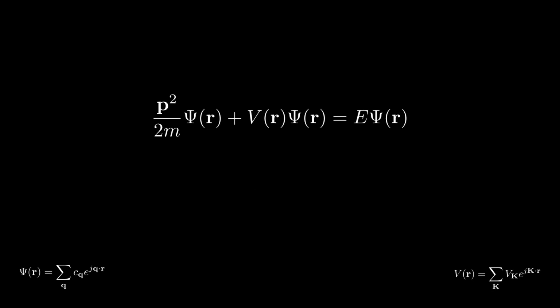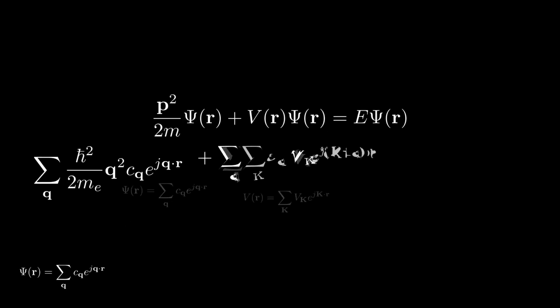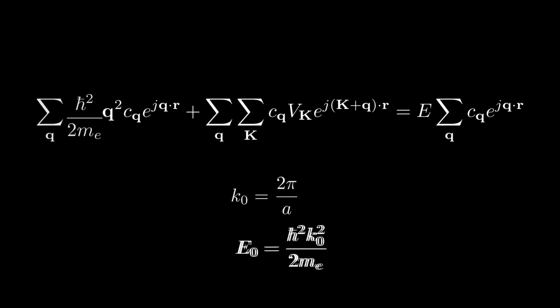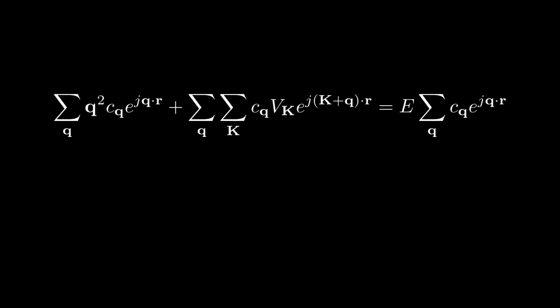So let's inject our expressions for V and psi into Schrödinger's equation. Let's express wave numbers in units of k0 by using lattice constant A, and express energies in lattice Rydberg units to get rid of the constants in these equations. For the sake of completeness, the following part of this video is dedicated to the rigorous derivation of the method, and will therefore be a bit mathy. The important takeaway will be summarized in the next section, so feel free to use the timecodes to skip this.